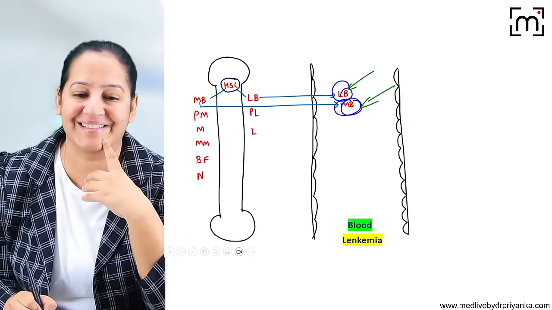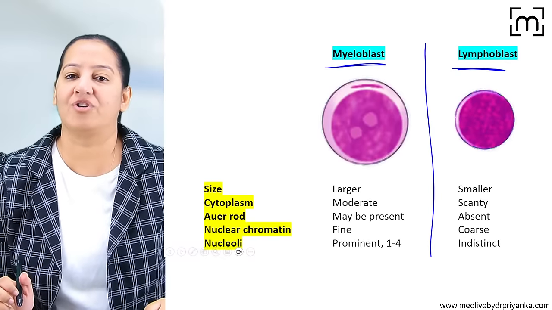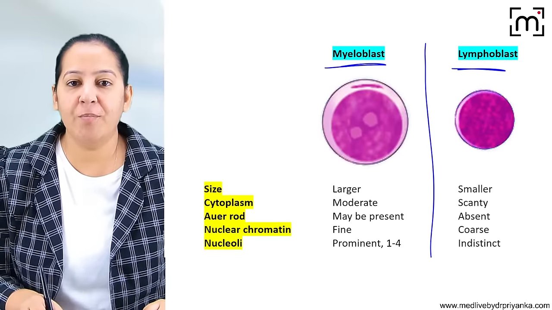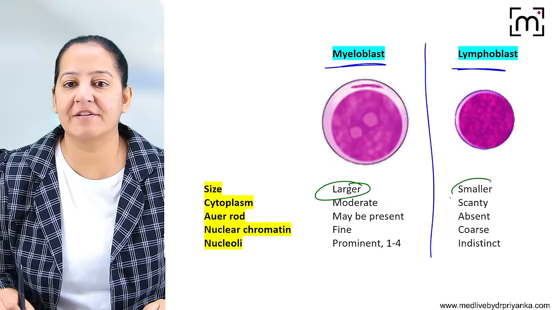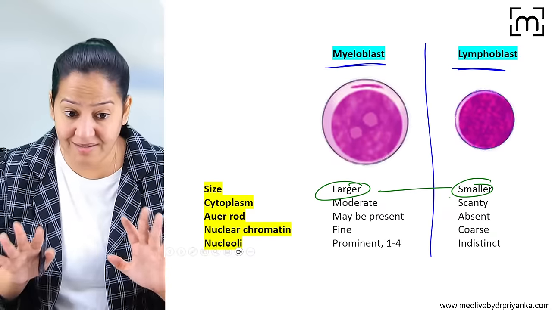You should be aware of that. Got it? So you should be aware of the morphology of both of them. Got it? Myeloblast is a little bit larger and lymphoblast is a little bit smaller. You can see in the diagram itself. Don't learn, see in the diagram.